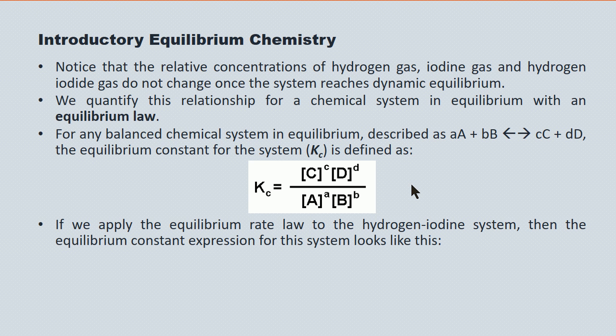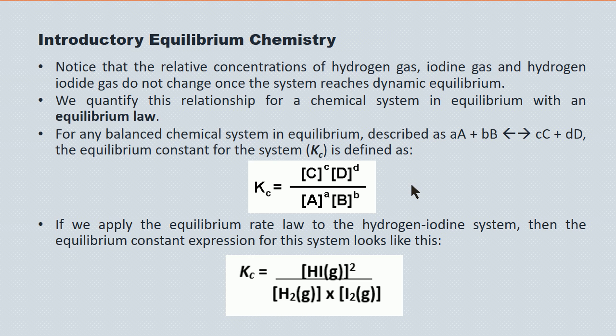And if we apply this equilibrium law to the hydrogen iodine system, then the equilibrium constant expression is going to look like this. So Kc is going to equal the concentration of hydrogen iodide squared, because if you look at the equation, the coefficient of that reagent was 2, divided by the product of the concentration of the hydrogen gas times the concentration of the iodine gas.